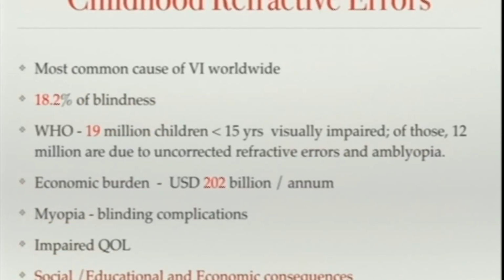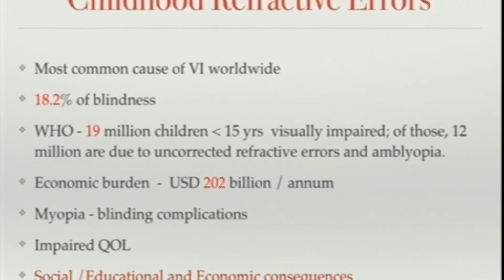So why do we concentrate so much on childhood refractive errors? Because this is one of the most common causes of visual impairment. In fact, it has been included in the National Program for Prevention of Blindness, and around 19 million children are visually impaired, and most of this is due to refractive errors. Uncorrected refractive errors are very easy to correct, preventing amblyopia and permanent vision loss in children.